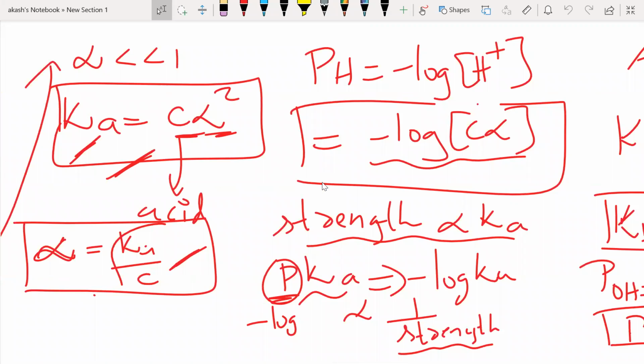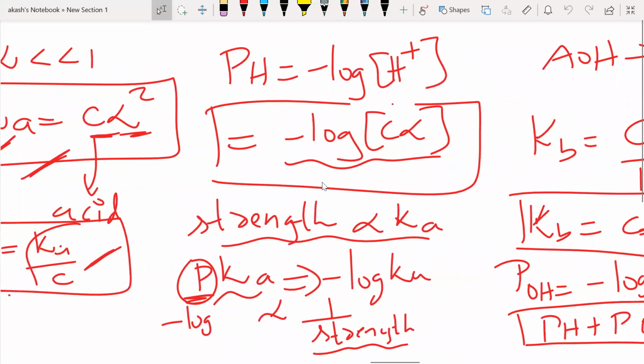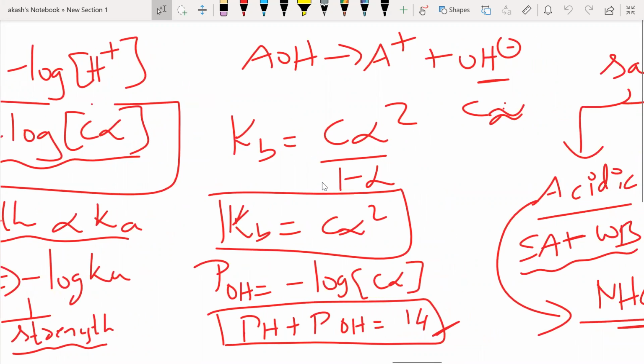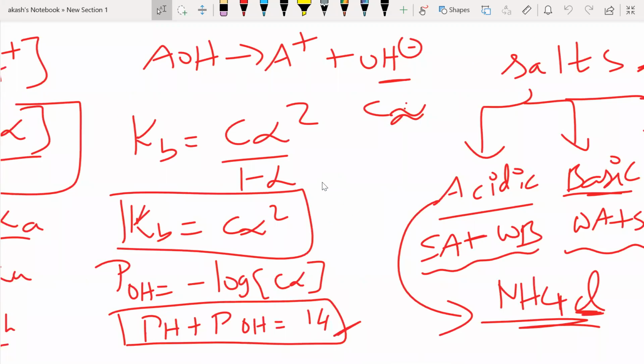Then I told you about pKa: whenever it's P, it represents negative log, so pKa is negative log of Ka. Strength is directly proportional to Ka, and pKa is obviously inversely related. Same thing for bases, but instead of pH calculations, we'll go for pOH calculations, and then use the formula pH plus pOH is equal to 14 for calculating pH, right?